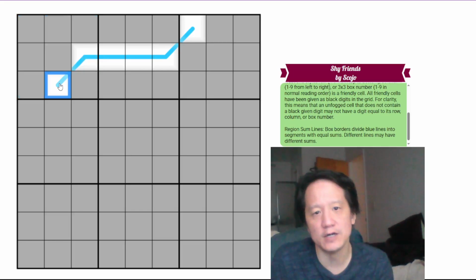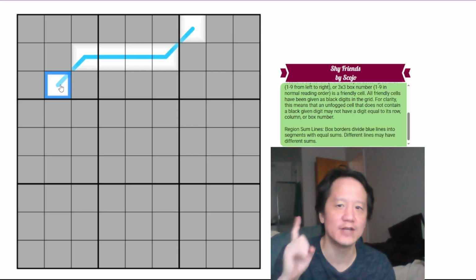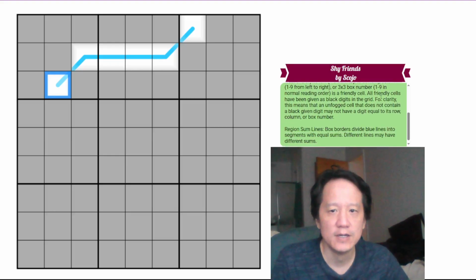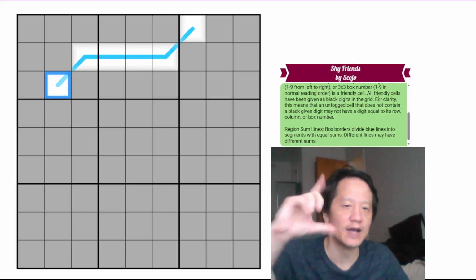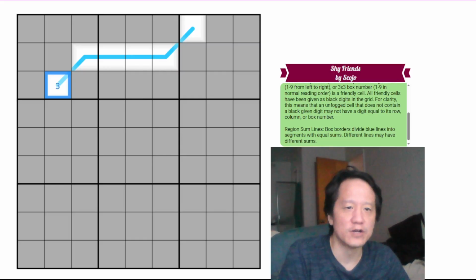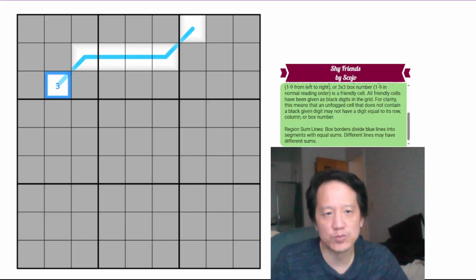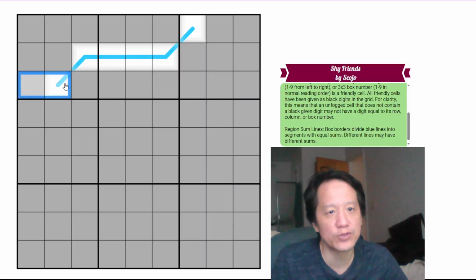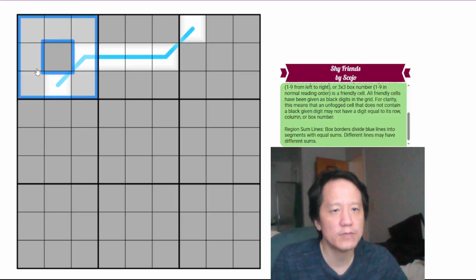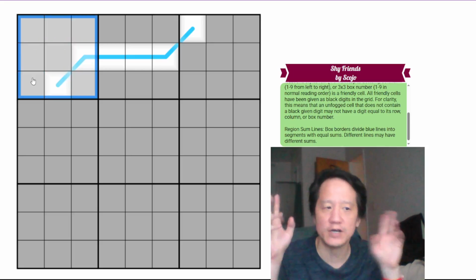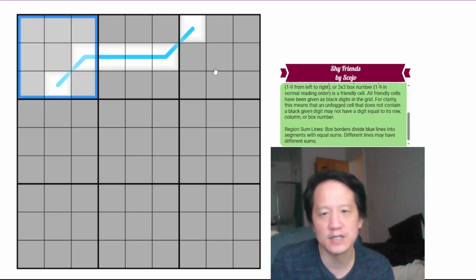So because it's unfogged, it's not given as a black digit. That's the whole reason why it's called friendly givens. Because a given digit is essentially given as a black digit, right? So there would be, say, a 3 here that would show up if this were friendly. But because it's not given, we know it can't be 3, 2, or 1, because that would match its row, its column, and its box, which is essentially known as a friendly cell.